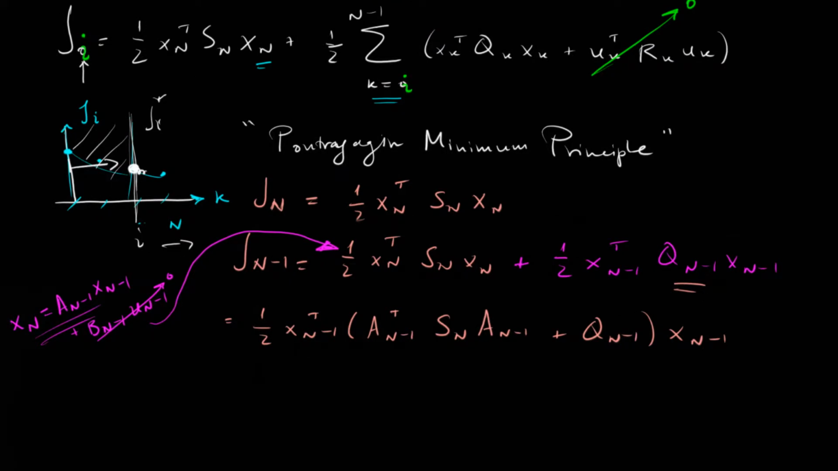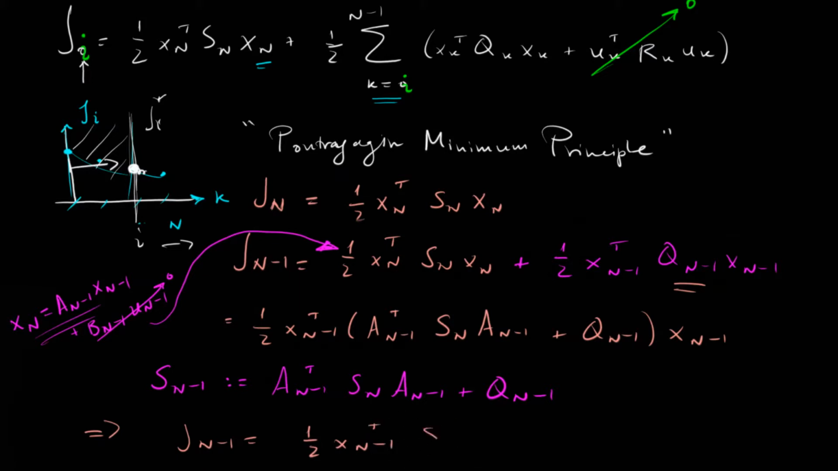Let me define the quantity S_{n-1}. This quantity is defined as A_{n-1} transpose S_n A_{n-1} plus Q_{n-1}, the whole term in the parentheses basically, right? And look what ends up happening. This implies that J_{n-1} is nothing more than 1/2 times the state at n-1 transpose times this matrix S at n-1 times x_{n-1}. And this is really important. Look at this and then compare it with this guy right here. And we notice it's the same exact thing.